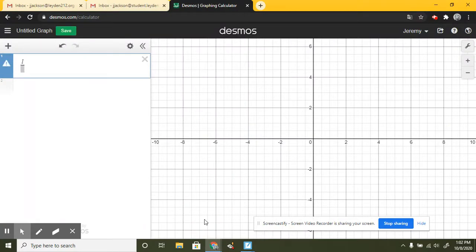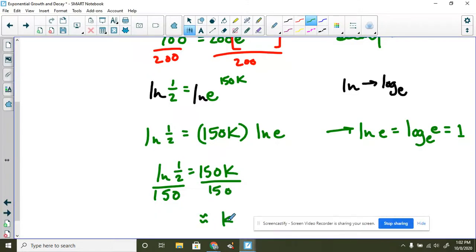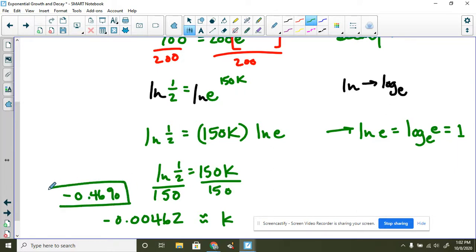Lucky for you, I've got my Desmos ready to rock, which is negative 0.00462. So we'll go with that. Negative 0.00462. And this is a percentage, so it's really negative 0.46%. As a rate, as a value, it's this. As a percentage, it's this.